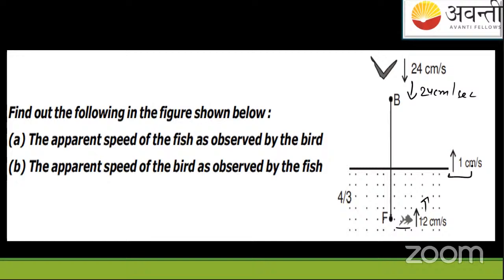So now the first question is this: they're asking you to find the apparent speed of the fish as observed by the bird. And next is the apparent speed of the bird as observed by the fish. So what's the difference? Okay, we'll see now.